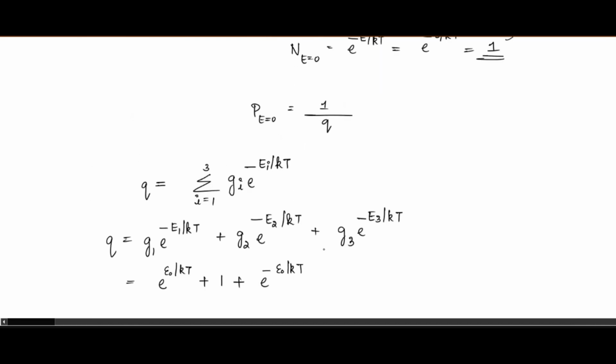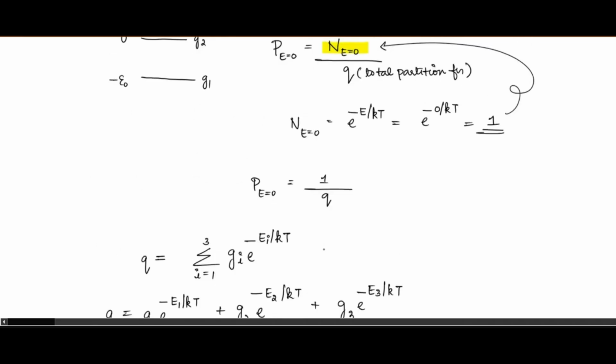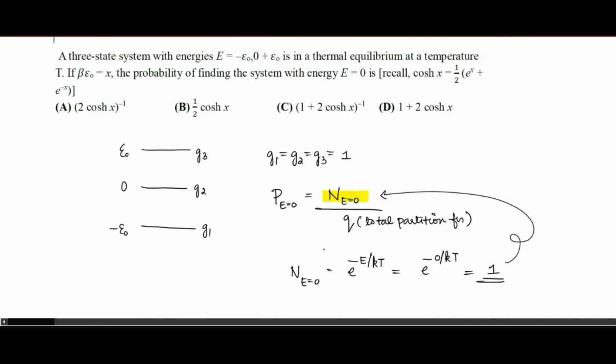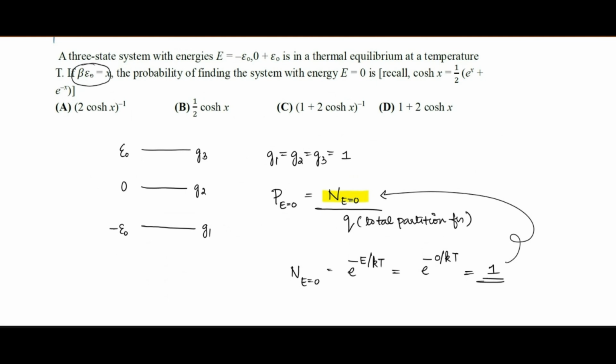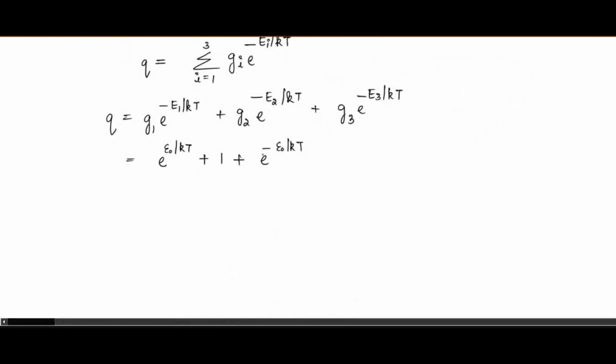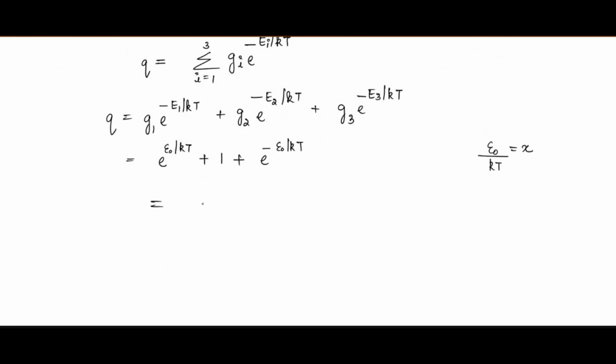Now they have said that epsilon by kt we take as x, beta is actually 1 by kt. So if you substitute epsilon by kt as x, what is it that you have? 1 plus e to the power x plus e to the power minus x.